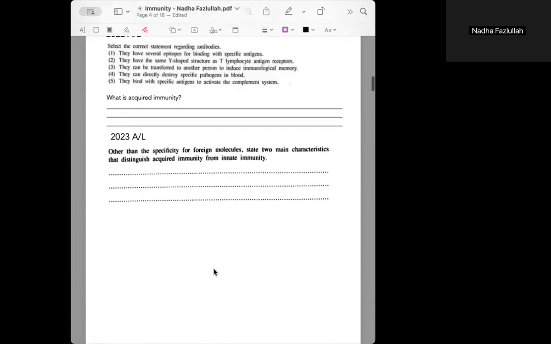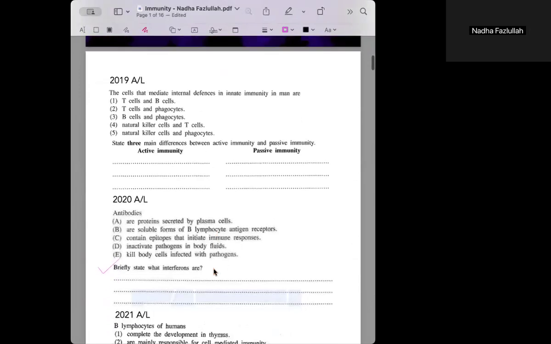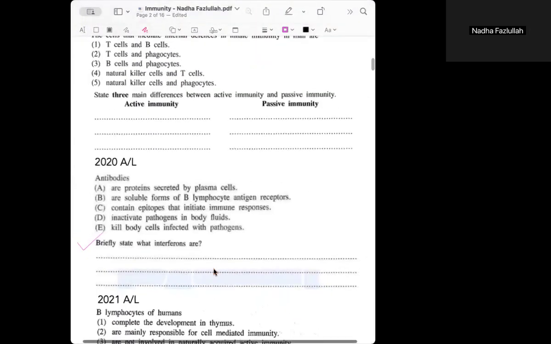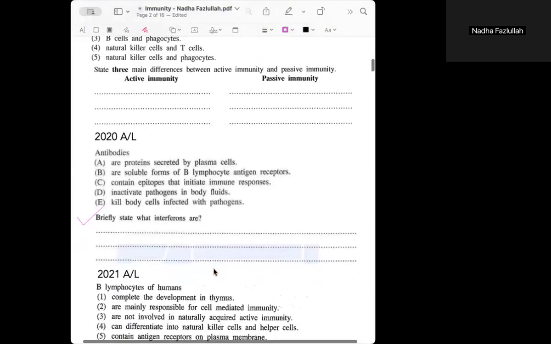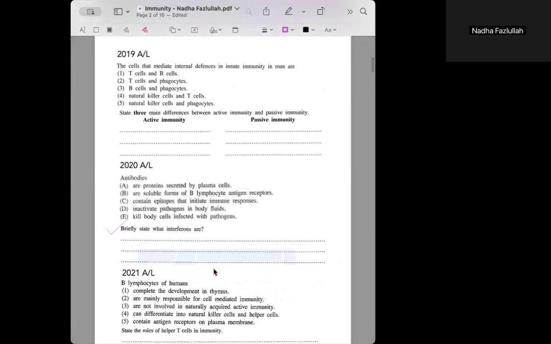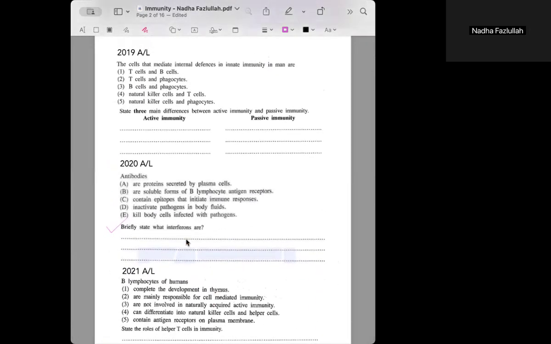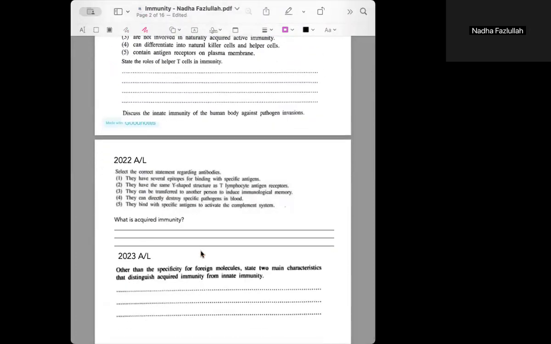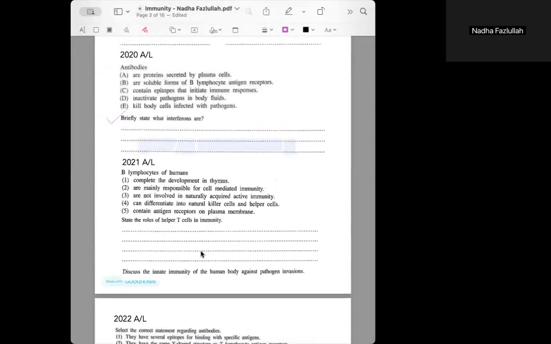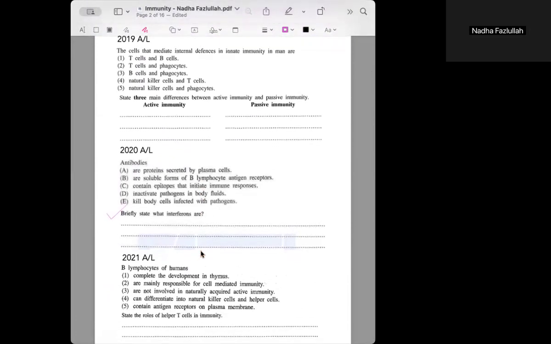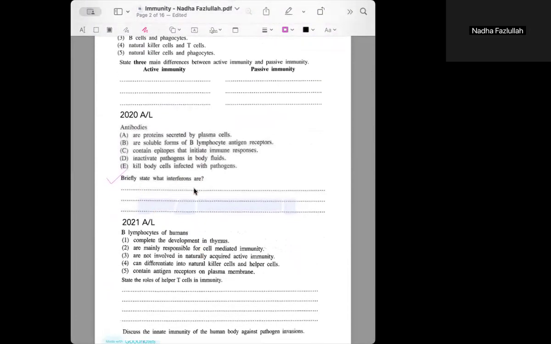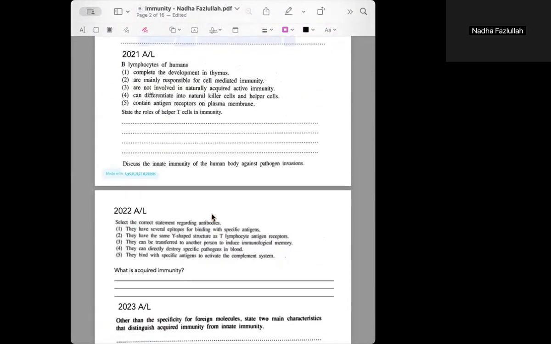So did you guys miss any questions? So I'll show you once again. So in this page, the first page, okay? So in the first page, you have the 2020 A-level. 2020 A-level, only one question about interferons. Then in the second page, you don't have anything, okay? So from the past papers, you can do only the 2020 A-level about the interferon question.